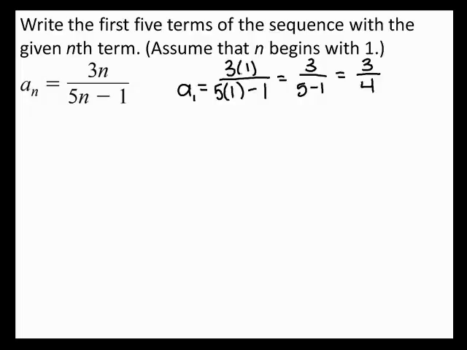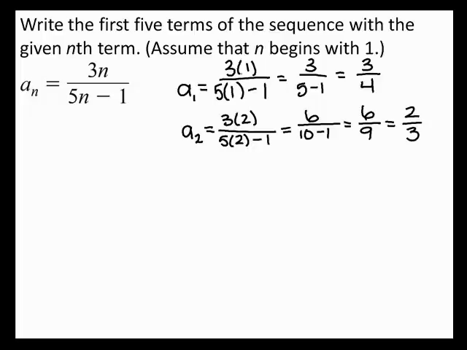Substitute 2 in for n. Simplify 3 times 2 and 5 times 2. Simplify 10 minus 1. Simplify 6 divided by 9. You find that a sub 2 is equal to 2/3. Substitute 3 in for n. Simplify 3 times 3 and 5 times 3. Simplify 15 minus 1. You find that a sub 3 is equal to 9/14.